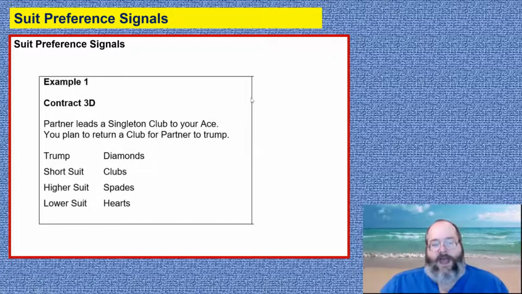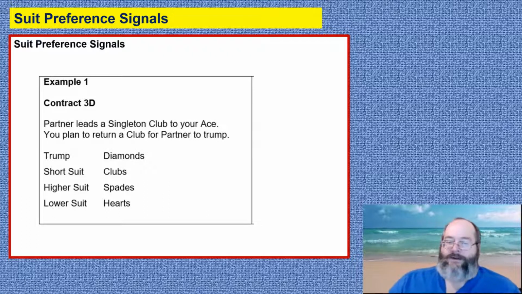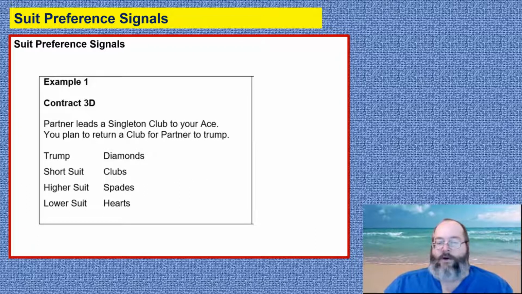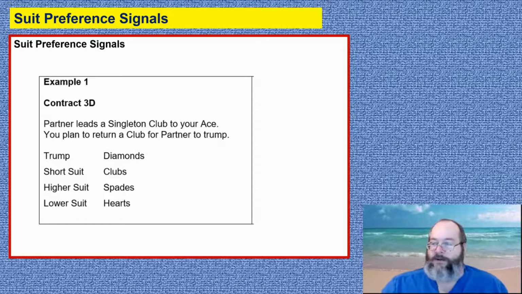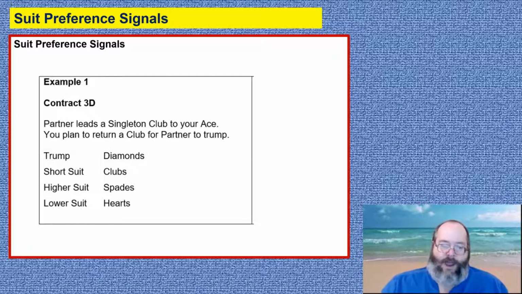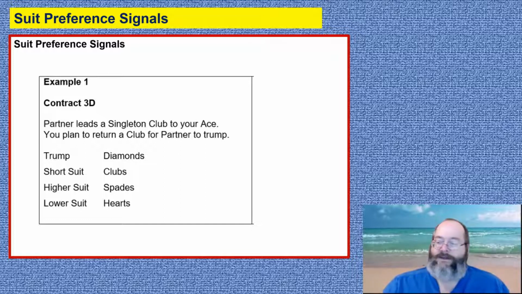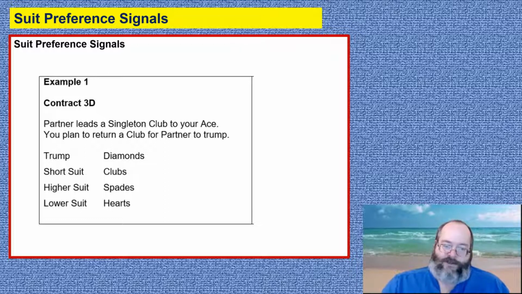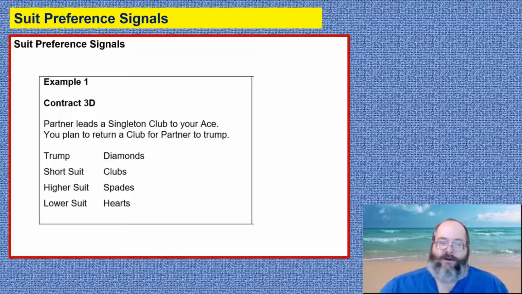So for instance, if the contract is 3 diamonds and your partner leads a singleton club to your ace, and you plan to return a club to partner to trump, what 2 suits are we talking about? Trump is diamonds, so we're not talking about diamonds. The suit you're leading back for partner to trump is clubs. That's your short suit. That doesn't count. So the 2 remaining suits are spades and hearts. The higher suit, obviously, is spades, and the lower suit here is hearts. So a higher club spot would ask for a spade return. A lower club spot would ask for a heart return. Okay.